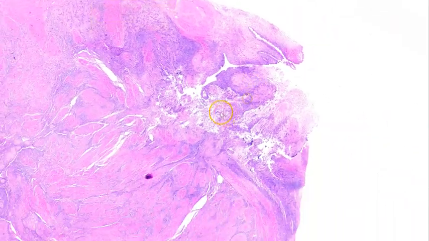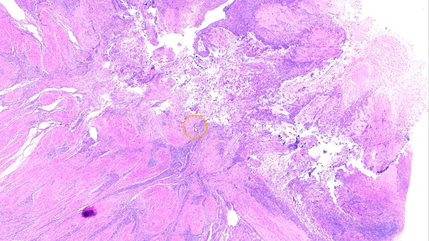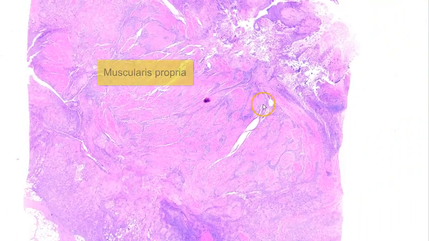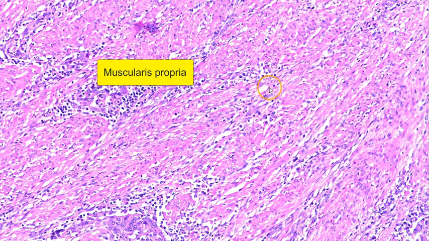And over here, the lamina propria is very disrupted because of the presence of tumor and ulceration. This is the region of the lamina propria. As we move deeper, here, this thick pink layer is the muscularis propria, and this is composed of bundles of smooth muscle cells.